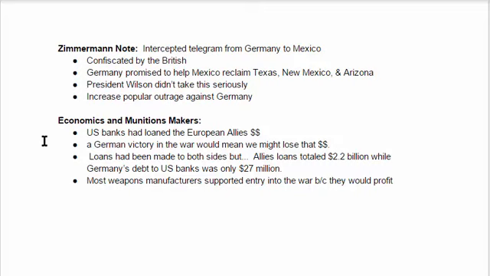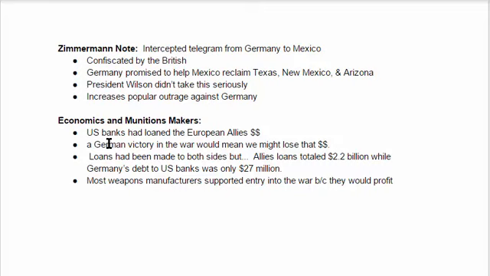President Wilson really didn't take this seriously. The Mexicans said, look, we didn't even ask for this. We don't want anything to do with it. We're not going to war with you. It's okay, don't worry about it. The Germans are just desperate. But this increases popular outrage against the Germans. The Germans become kind of public enemy number one. First, they sink the Lusitania. Now they're saying they're going to conquer our states. Forget them. We should go to war with them.